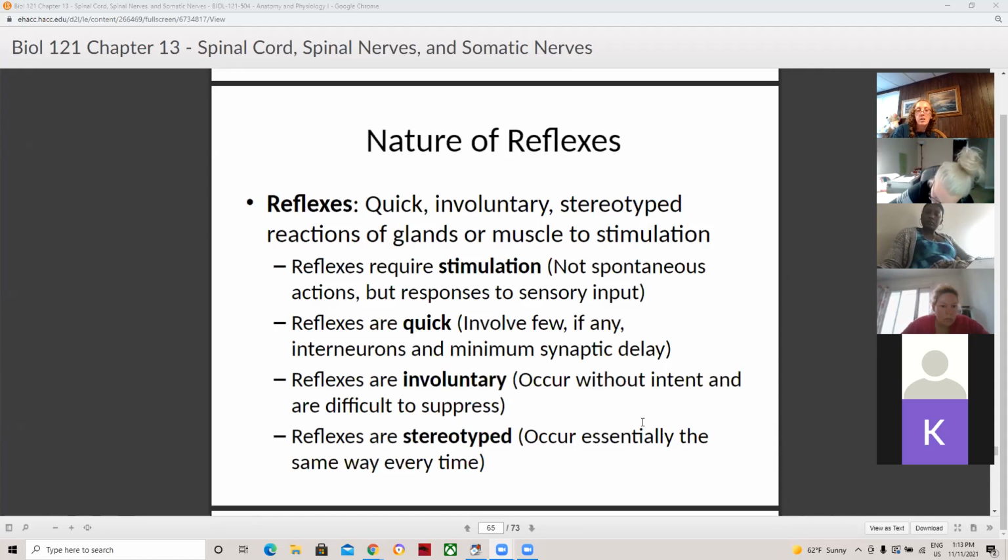They're quick. Most involve few, if any, interneurons. So most are monosynaptic. We'll talk about that here in a minute. Monosynaptic meaning that the sensory neuron is going to synapse directly onto a motor neuron, and there's not going to be an interneuron in the central nervous system involved. So the fewer synapses involved, the quicker it is.